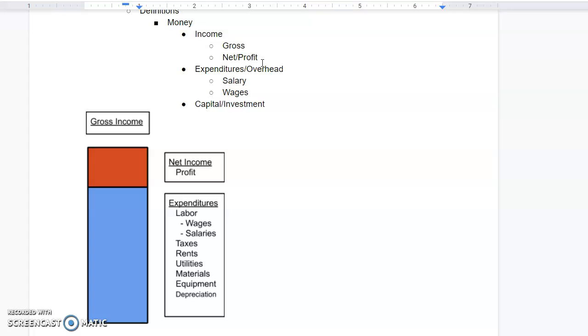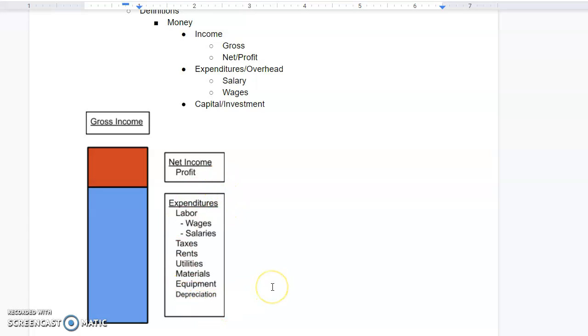It's like your profit, the good part that's left over after you pay all your bills. And so that basically explains it. We can look at this diagram right down here. Your gross income is the whole bar, that's everything. Net income is just that part of your income that's left over after you pay all your expenditures. So, yes, a rough synonym can be your profit, what's left over.